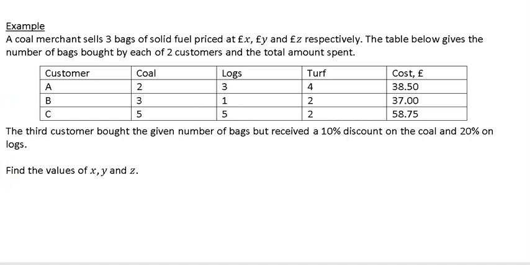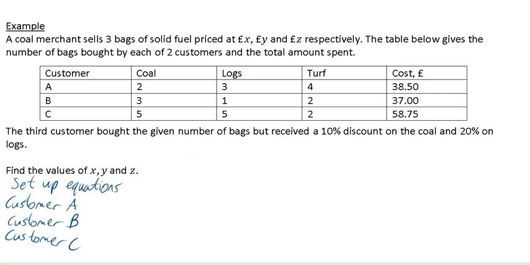To do this, we have to first of all set up the equation. So I will do a wee bit of writing here just to save us a bit of time, and then we will have a look at how we've got these set up. Okay, so we've set up the equations. We're going to say customer A, customer B, and customer C, and what they have got. Customer A is fairly straightforward. He gets 2 bags of coal priced at X, 3 logs priced at Y, and 4 bits of turf priced at Z, and the total cost is £38.50, and that is going to be your equation 1.